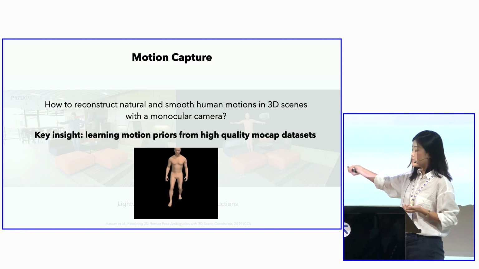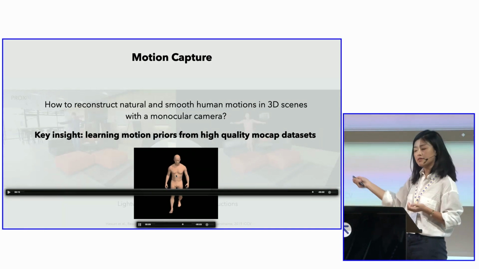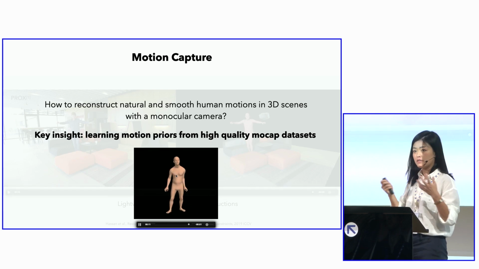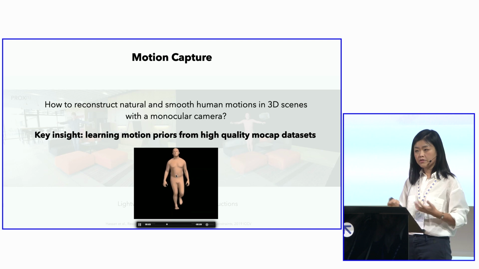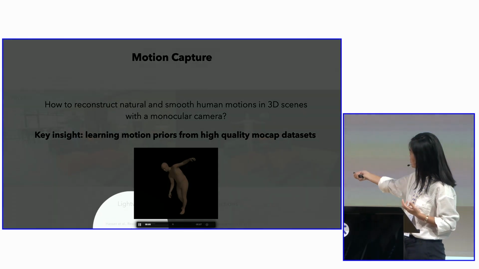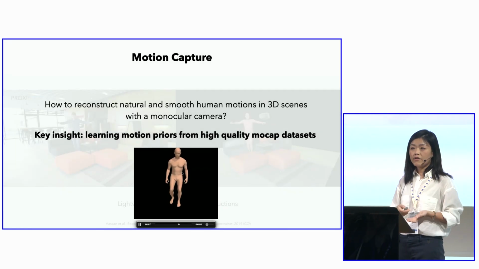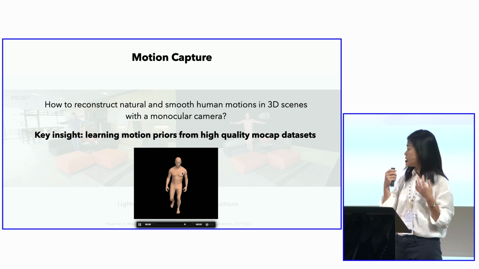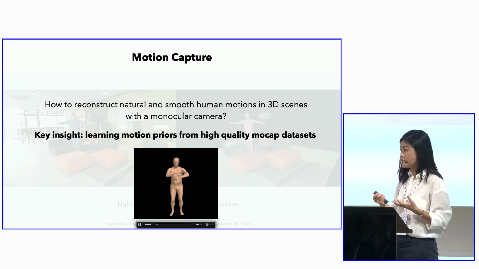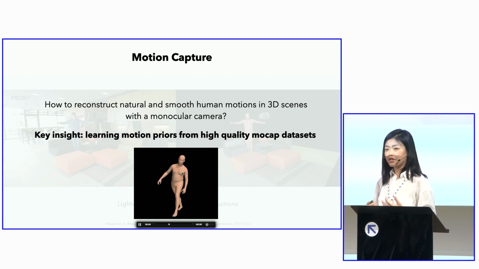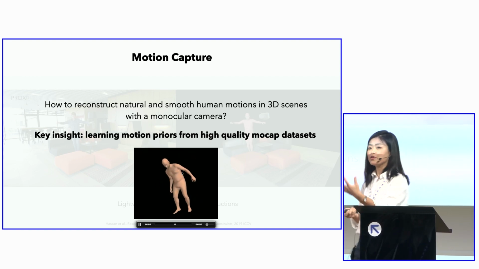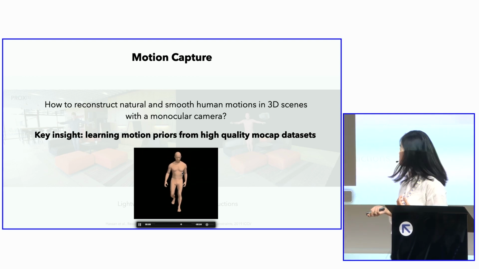Such datasets exist in industry as well as in research institutes. People have captured hours and hours of high-quality human motion. These are high-quality human motion. Let's leverage machine learning algorithms and the data to learn a prior from such data, to help us reconstruct human motion from partial observations, for example, monocular images.